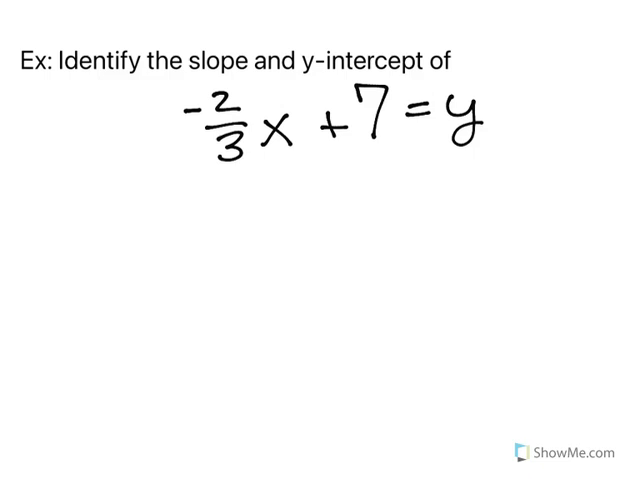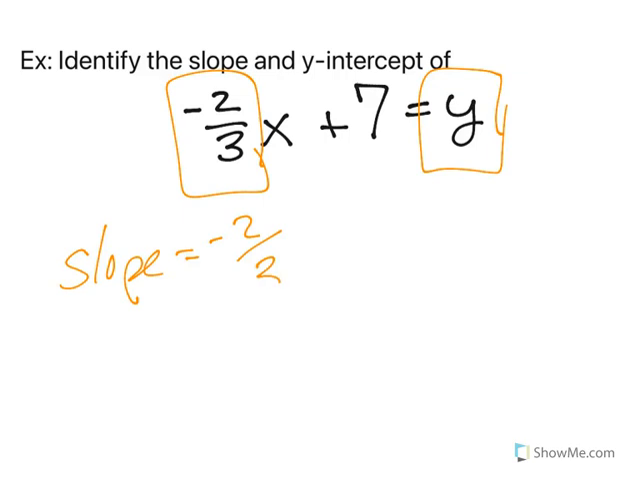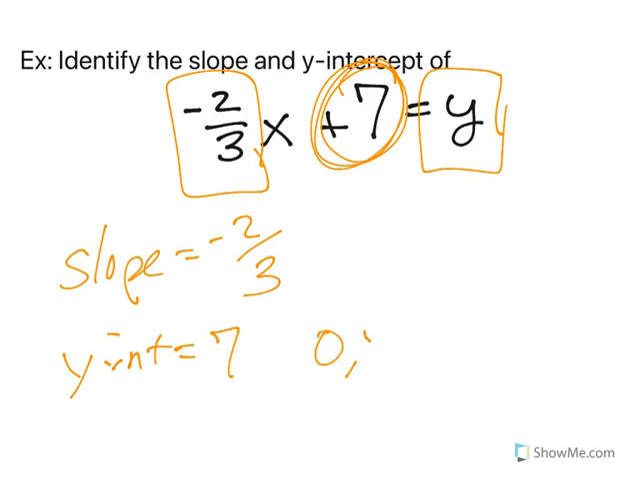Identify the slope and y-intercept of -2/3 x plus 7 equals y. Once again, notice, y is by itself. So this is slope-intercept form. The coefficient of x is -2/3, so my slope is -2 over 3. And my y-intercept is the constant. In this case, it's 7. So the ordered pair would be 0, 7.